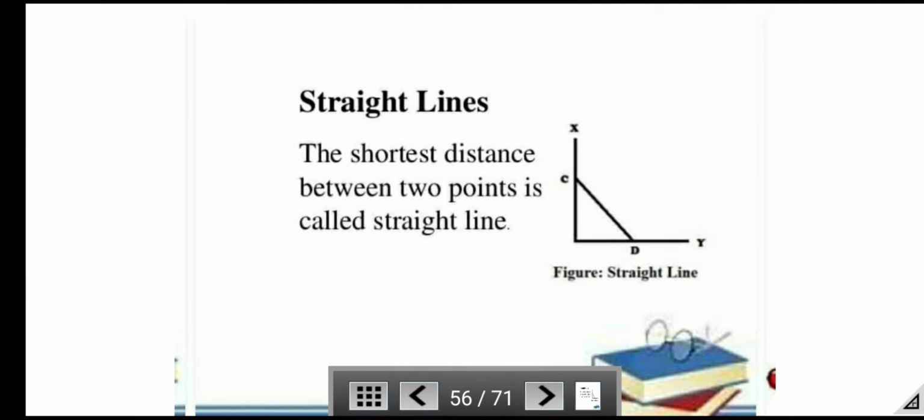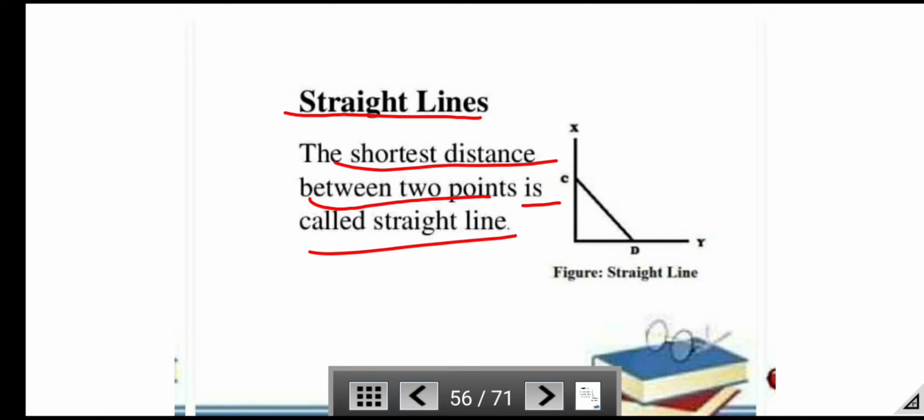Today we will start the syllabus of next term for mathematics students of plus 1 class, and the topic name is straight lines. First of all, what is a straight line? The shortest distance between 2 points is called a straight line. For example, we have 2 points A and B, and the shortest distance between these 2 points is called a straight line.